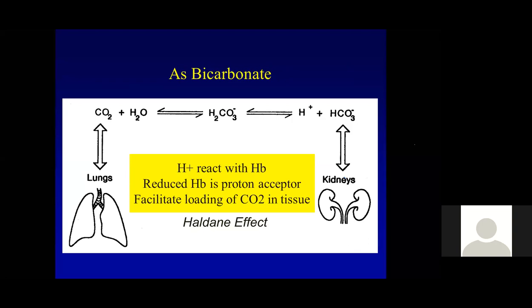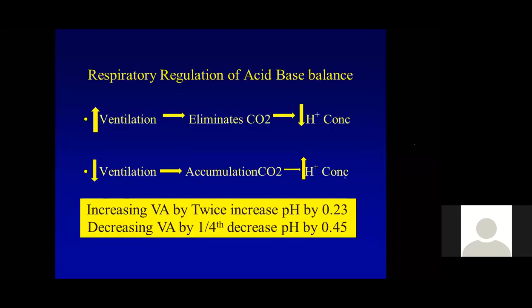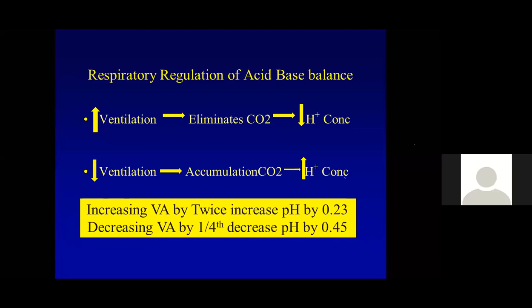You can see that the first half is in the lungs, which maintain the carbon dioxide. In the renal system, it is the bicarbonate. So these are the two things, and in between forms the hydrogen ion. This is how it is maintained. Now, the overall mechanism we have to understand about respiratory regulation in the acid-base balance: whenever there is an increased ventilation, it eliminates carbon dioxide.